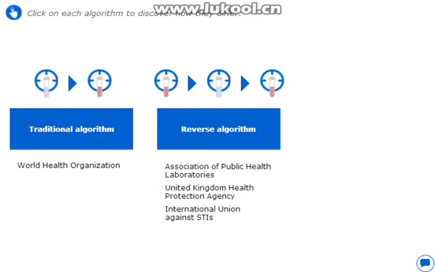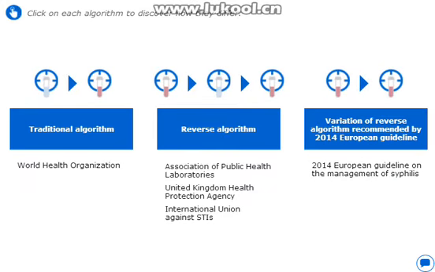The 2 most widely used approaches to the serological diagnosis of syphilis are the traditional algorithm and reverse algorithm. A third approach is a variation of the reverse algorithm recommended by the 2014 European Guideline on the Management of Syphilis. Each algorithm is recommended by various bodies around the globe. Click on each algorithm to discover how they differ.